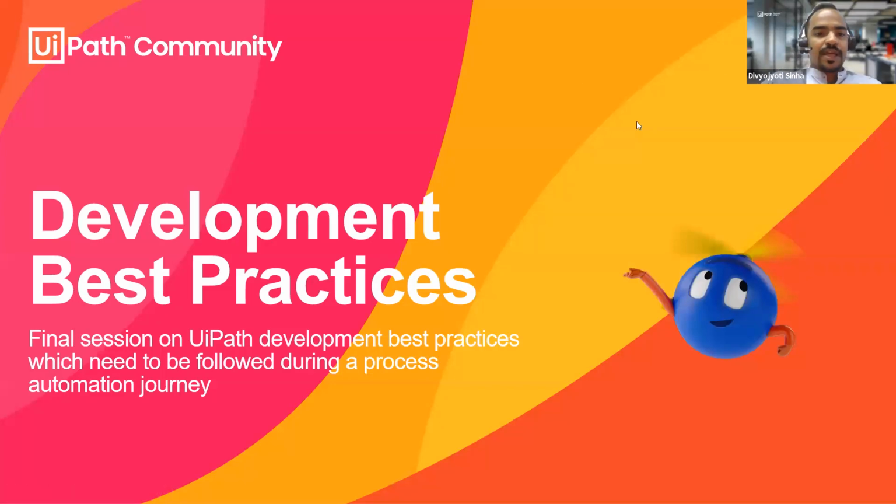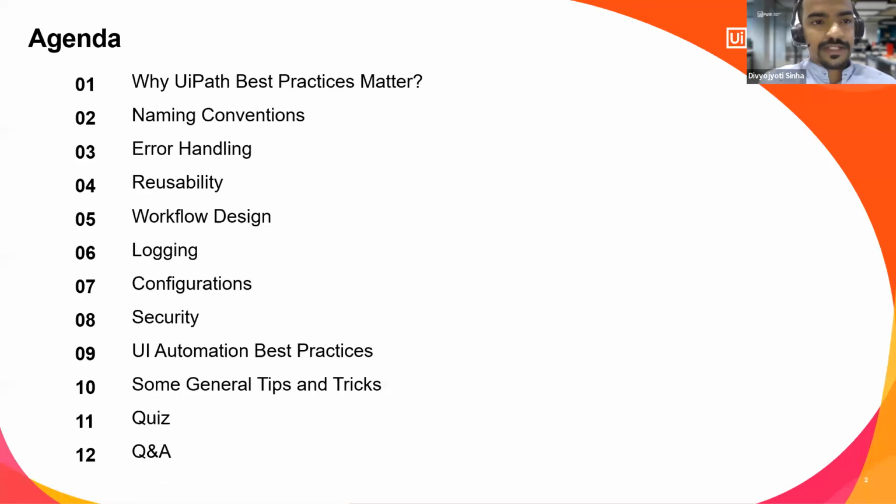so today we will be discussing the development best practices. First of all, what agenda or what topics we are going to cover today. Majorly, we will be focusing on UiPath best practices, like what naming conventions you need to follow, then error handling, reusability, workflow design, logging, configurations. Also, you need to think about the security aspects or the compliance aspects of any kind of automation that you build. Lastly, we will also be seeing some UI automation best practices, as the majority of the automations are done on the user interface front.